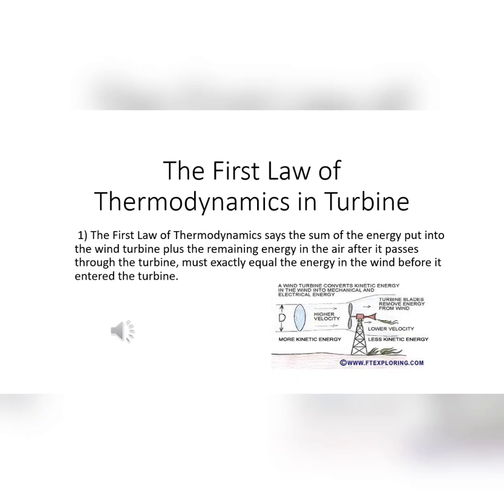So the next thing is the first law of thermodynamics simplified. The first law of thermodynamics says the sum of the energy put into the wind turbine plus the remaining energy in the air after it passes through the turbine must exactly equal the energy in the wind before it enters the turbine.